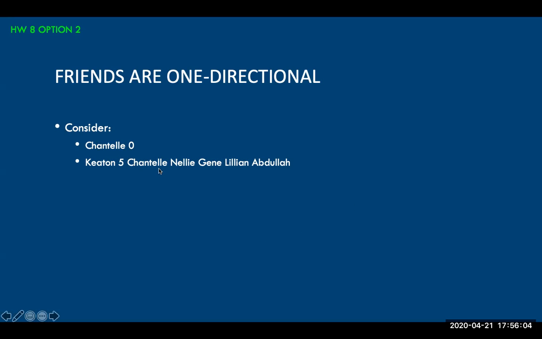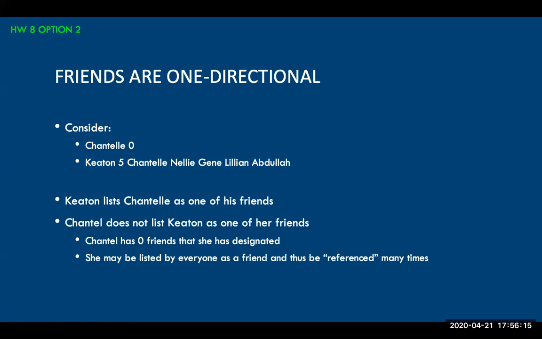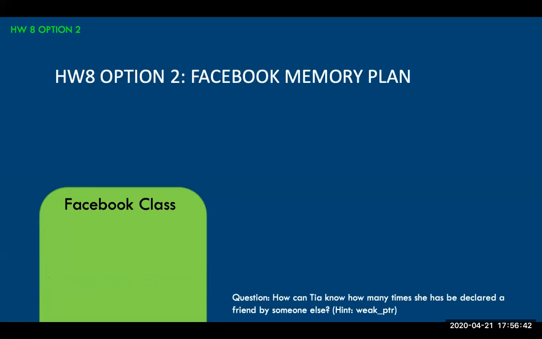And one of Keaton's declared friends is, of course, Chantel, but it's not mutual. So Chantel is referenced by somebody, but Chantel is not necessarily referencing that same person, okay? So this is a potential issue if we were using pointers to try to track how many people were pointing to Chantel. Like we talked a little bit about the cyclic, self-referencing pointer problem last week. And so this would potentially raise that issue if we were to try to keep track of those kind of references. So here's kind of how that would look then.